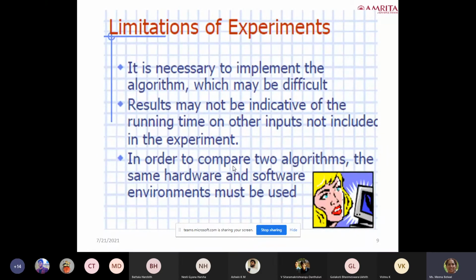So we were discussing a logical question: is it necessary to implement the algorithm? One of you already said that no, we will not implement the algorithm to analyze the time. If it were necessary to implement the algorithm, then it is going to be difficult. Also, the results may not be indicative of the running time on other inputs not included in the experiment. Now there are many things. Let's say I have an old computer, with an old processor, maybe 10 to 12 years old. Now the computers which you have are new processors, right?